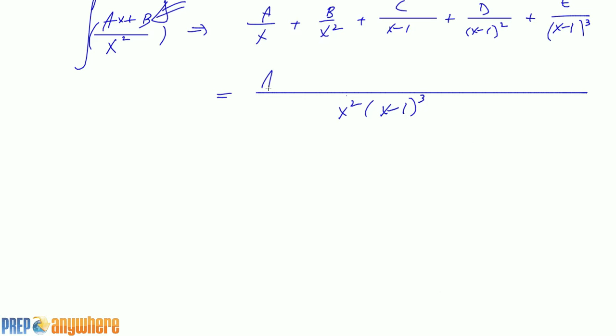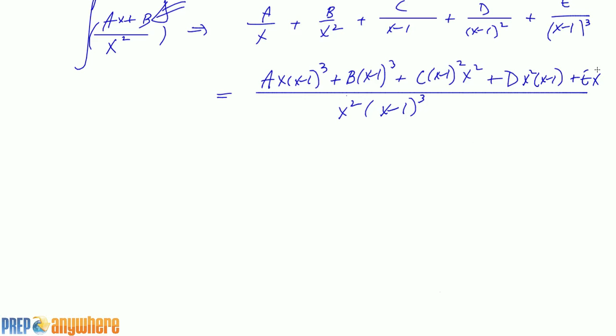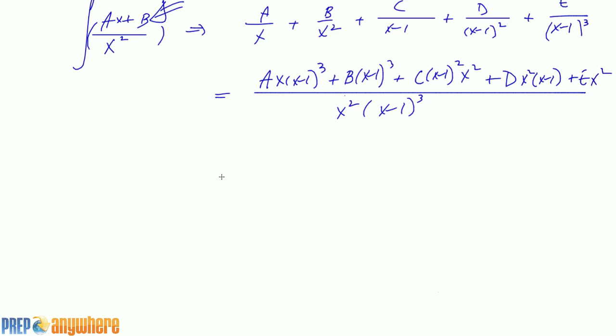Right, so A needs to be multiplied not only by x, but also by x minus 1 cubed. B needs to be multiplied by x minus 1 cubed. C needs to be multiplied by x minus 1 squared and x squared. D needs to be multiplied by x squared and x minus 1. And E just needs to be multiplied by x squared. Okay, so we should expand that.